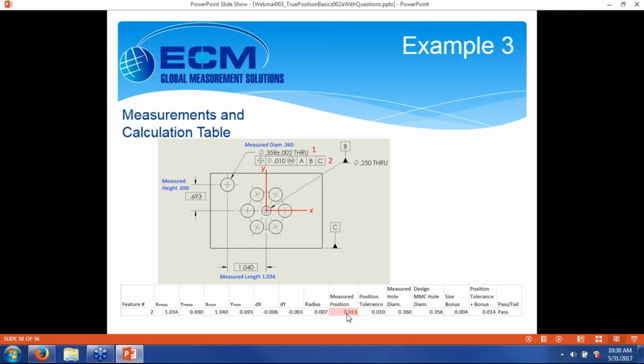So our measured position was 13. I'm sorry, it's a little less than 7. Rounded off there, but it shows up here as 13. Our position tolerance was 10. Hole diameter was measured hole diameter, that was 360. Our MMC hole diameter is 356, so our size bonus is going to be 4 thou. Take our position tolerance plus that bonus, gets me a 14 thou, and the part's going to pass because it was only out 13 thou.